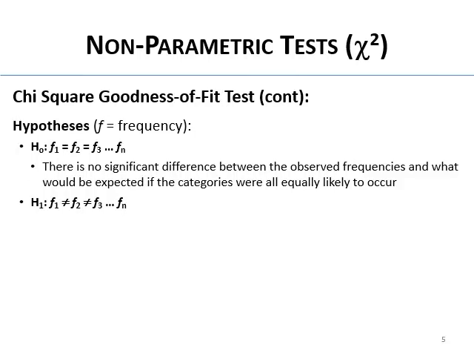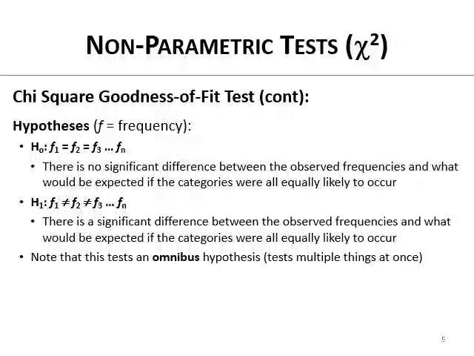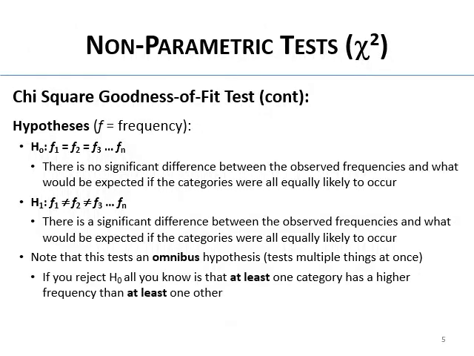Your alternative is the opposite. They're not all equal. So this is an omnibus test, as you might guess. There is a significant difference between the observed frequencies and what would be expected if the categories were all equally likely to occur. This is an omnibus test. As I just said, it tests multiple things at once. If any category is different from expectation, it will be statistically significant.